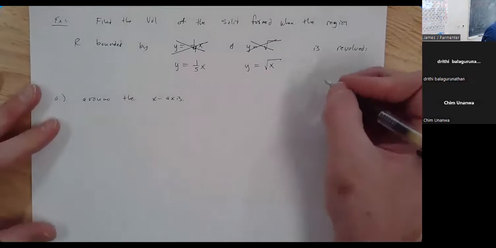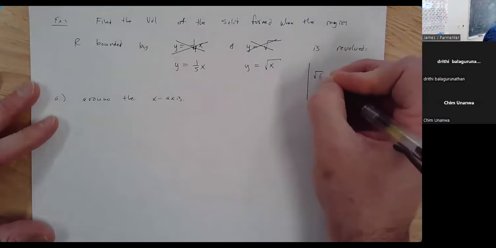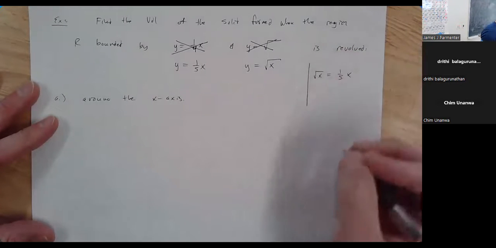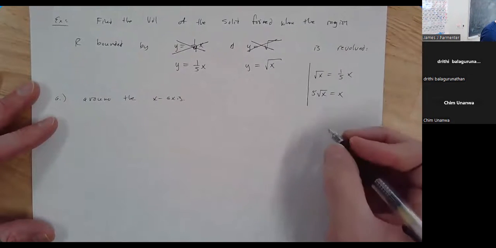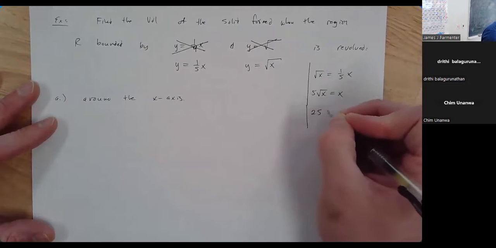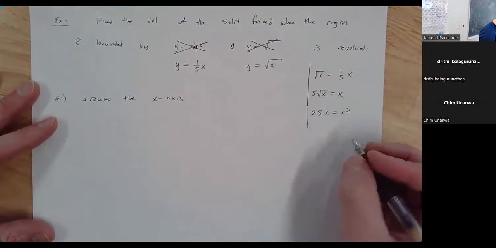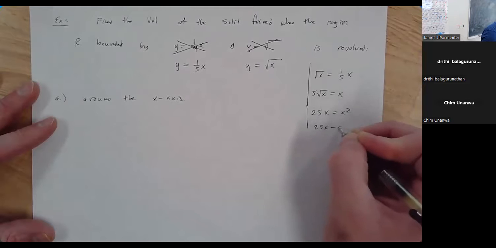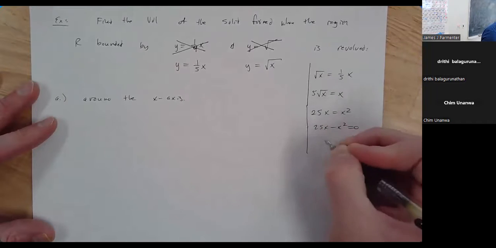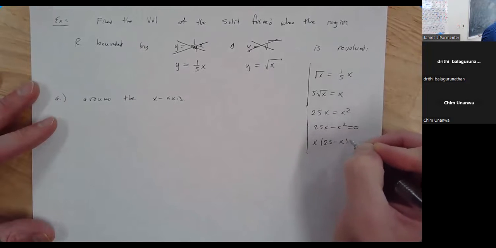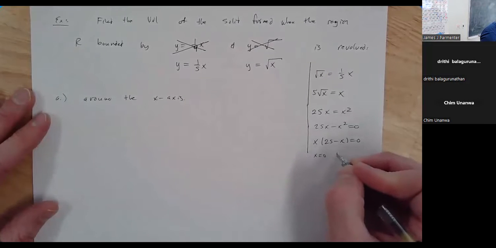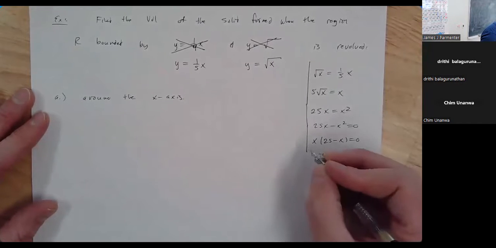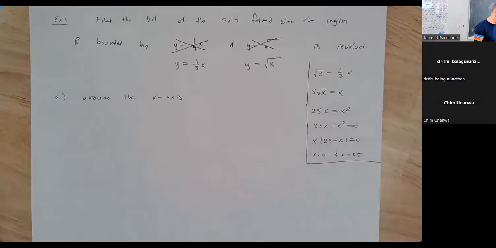We could also solve this. It's not too terrible. If you set square root of x equal to 1/5 x, I might just multiply both sides by 5 first. 5 root x equals x, and then square both sides. 25x equals x squared, and then bring everything to one side and factor. And then you get the solutions x equals 0, x equals 25. So typically solving it is maybe not terrible, but it's often nice if you can just guess.